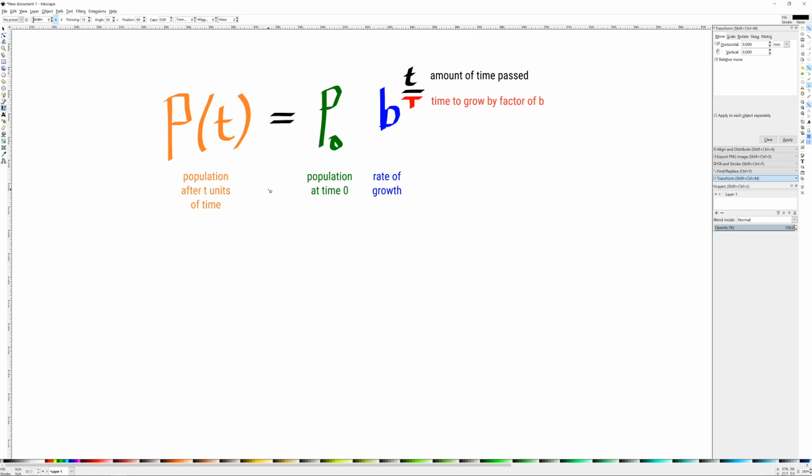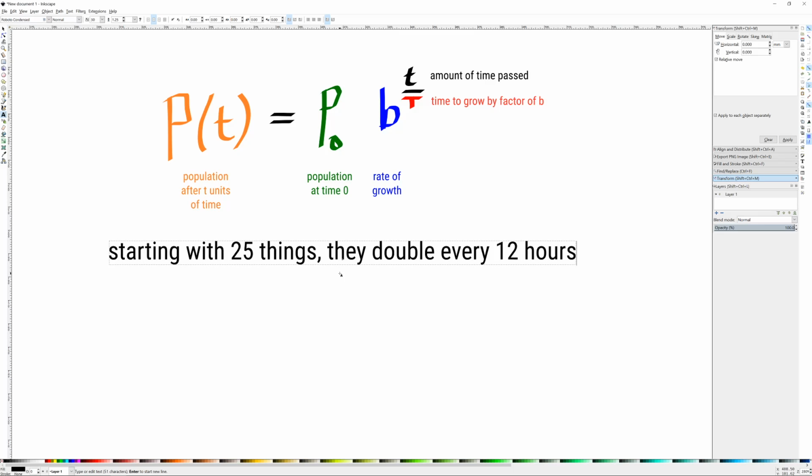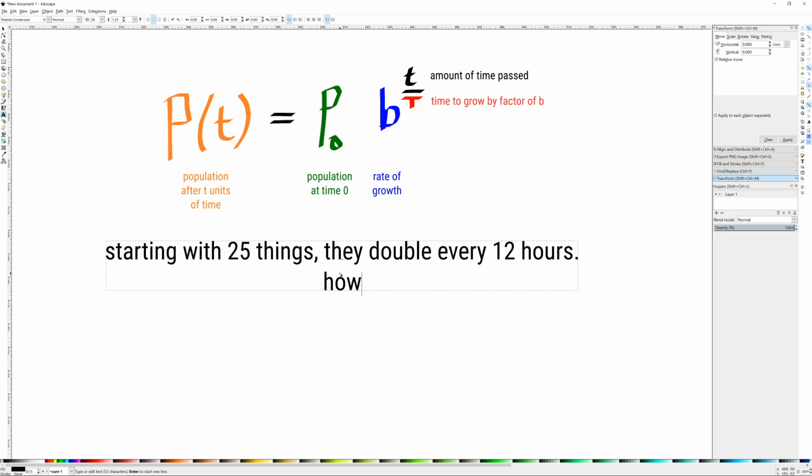But right now, we're looking at exponential growth. So let's say we're starting with 25 things. They double every 12 hours. How many are there after 4 hours? So that's the question.